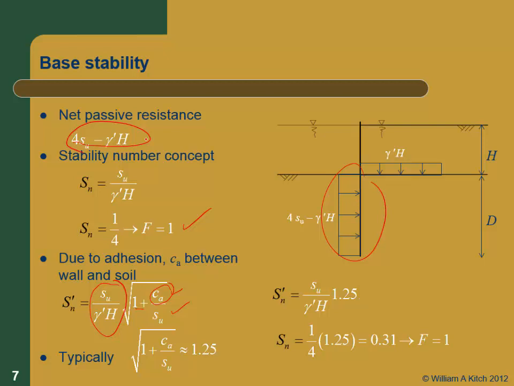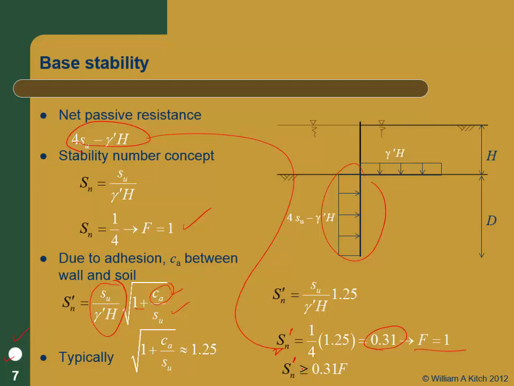And if I then do my substitution here again with 4 S_u in here, it tells me that this should be a prime right here, excuse me. That S'_n is going to be 1/4 of 1.25, or about 0.31, and that's going to correspond to a factor of safety of 1. So these should both be S primes.